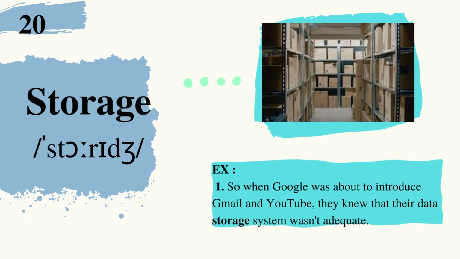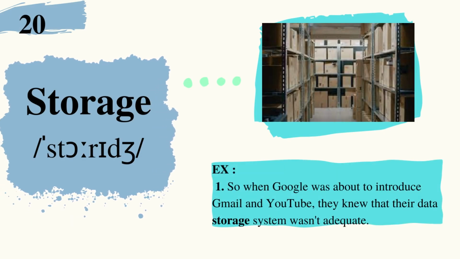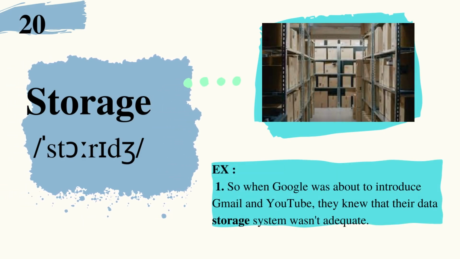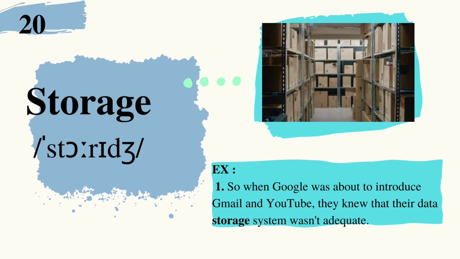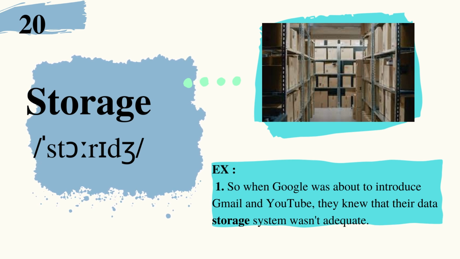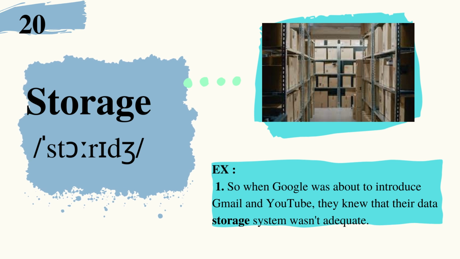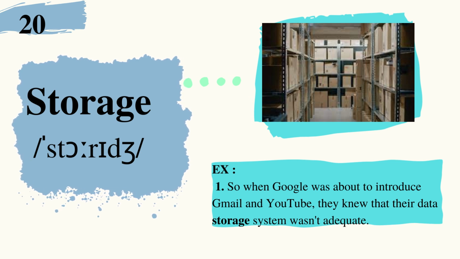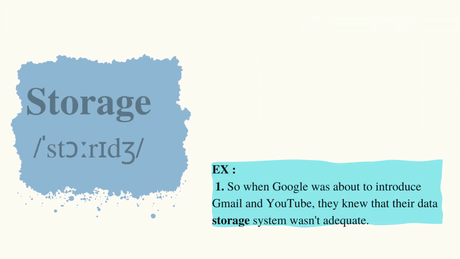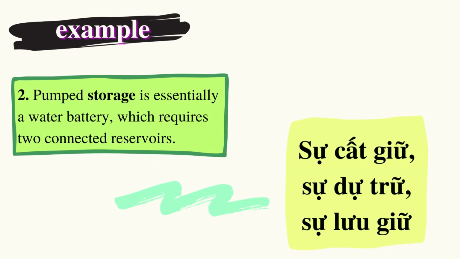20. Storage. Storage. Example. So when Google was about to introduce Gmail and YouTube, they knew that their data storage system was inadequate. Pumped storage is essentially a water battery, which requires two connected reservoirs.